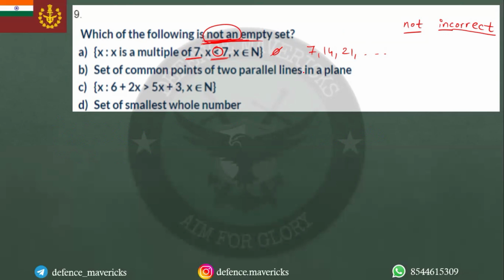Set of common points of two parallel lines in a plane. Are there any common points in parallel lines? Of course not. So this is also empty. X such that 6 plus 2x is greater than 5x plus 3. Okay. Now we will solve this later.